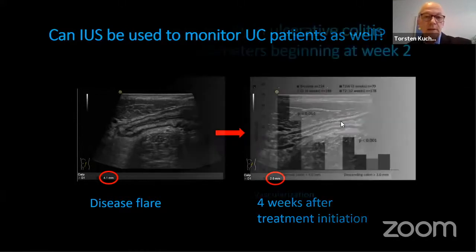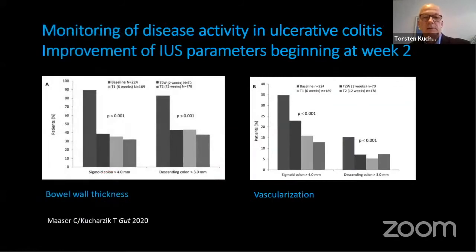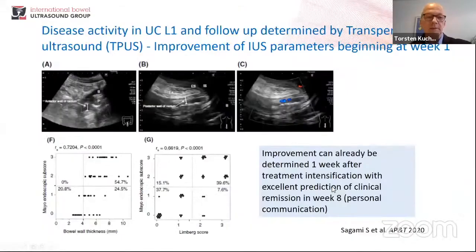normal. We analyzed this in a larger cohort in patients with ulcerative colitis in 222 patients at 40 centers in Germany, and evaluated bowel wall thickness and vascularization and other parameters. And we saw that in a high percentage of patients, we saw abnormalities in the bowel wall, which went back to normal very quickly. So after 2 weeks, there's a highly significant proportion of patients which has a normalization of the bowel wall as well as the vascularization in this population. So it appears that it can be used in ulcerative colitis as well.